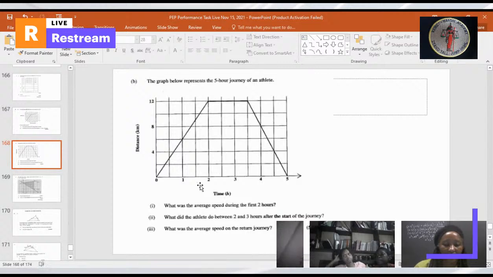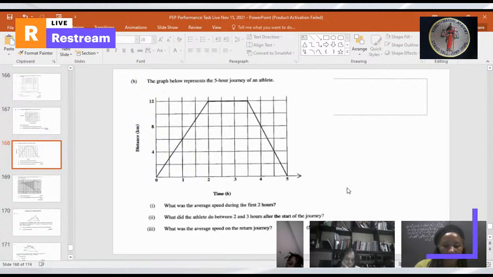Right. And part two says, what did the athlete do between 2 and 3 hours after the start of the journey? Here he is gradually covering distance with time. He's moving, right? Here, time is going, but there's no change in distance. So you can say he has stopped or he's resting, for these 2 hours here.